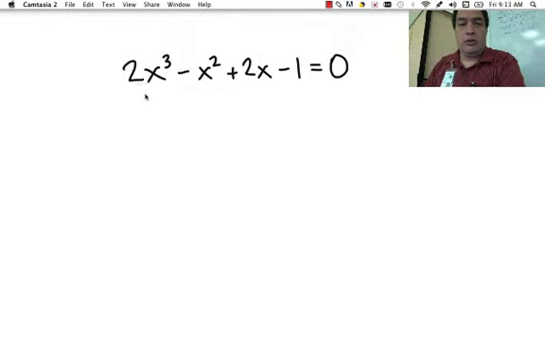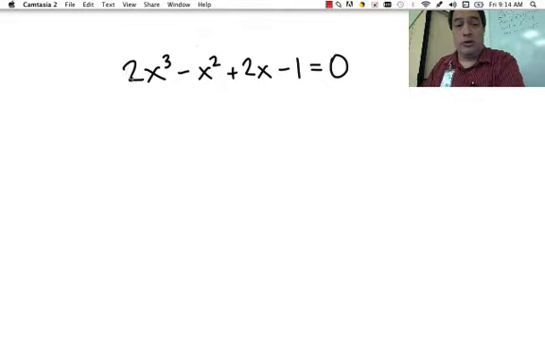Hello students, we have a problem in front of us, a polynomial of degree 3 with a leading coefficient of 2. There's 4 terms equal to 0, so we're trying to find all x's that give us 0.